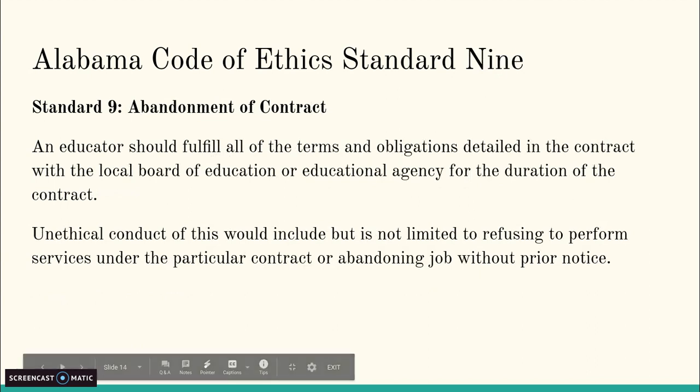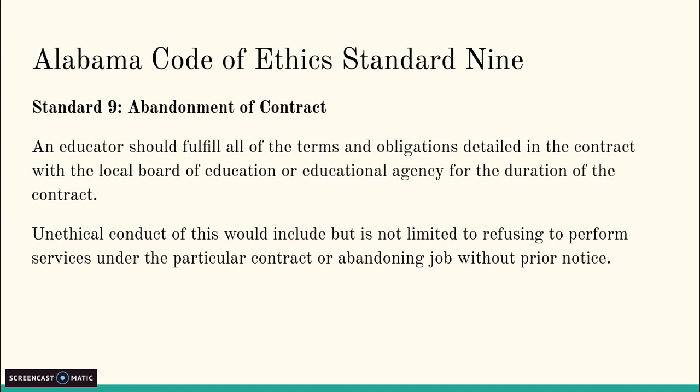Alabama Code of Ethics Standard 9. Standard 9 is abandonment of contract. An educator should fulfill all of the terms and obligations detailed in the contract with the local Board of Education or educational agency for the duration of the contract. Unethical conduct of this would include, but is not limited to, refusing to perform services under the particular contract or abandoning the job without prior notice.